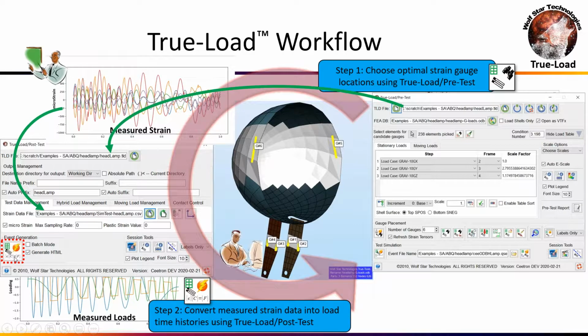And when we do that, TrueLoad is going to take the measured strain data and multiply it by the correlation matrix to generate the loads.